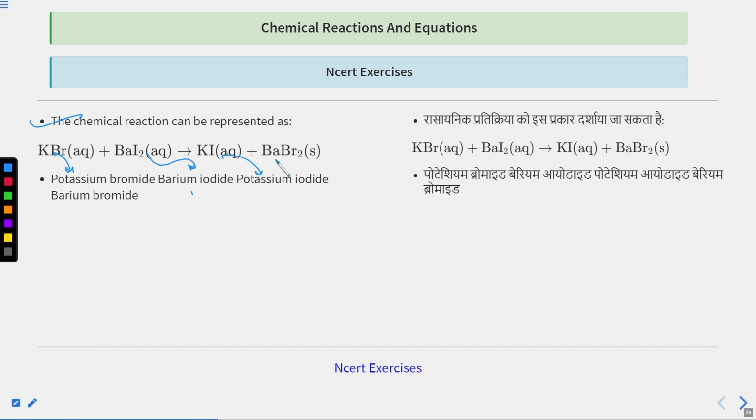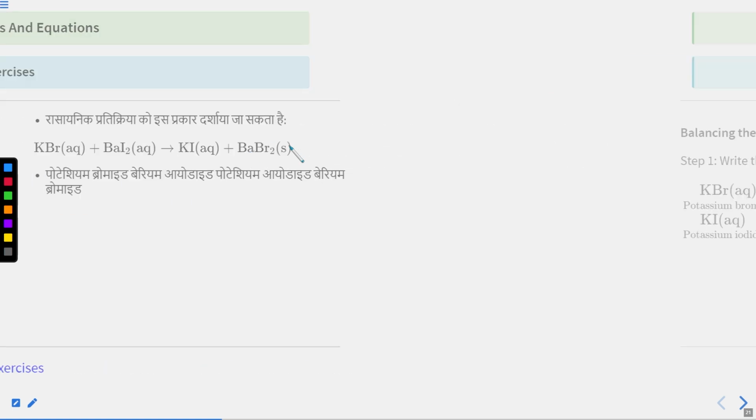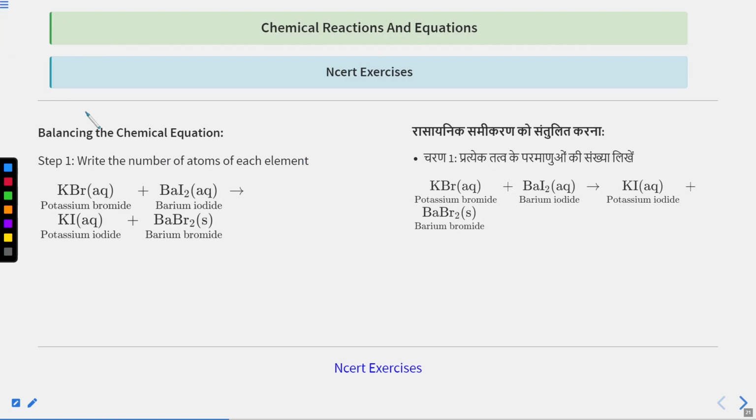This is potassium iodide and this one is barium bromide. So you can see here this is the chemical reaction. If you want to balance this, certain steps are there.